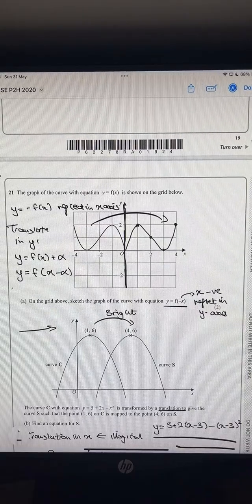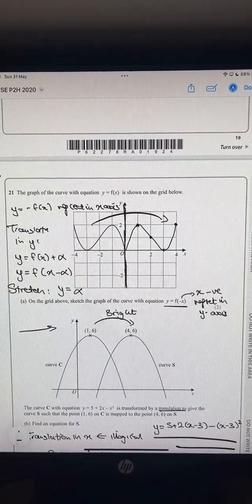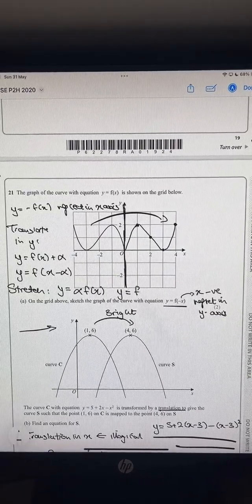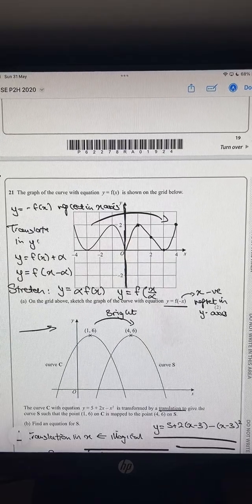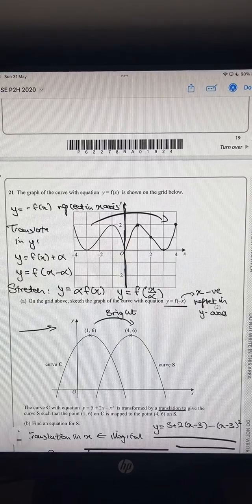Then you've got your stretches. Y equals alpha f of x for the y, and y equals f of x over alpha for the illogical x one, because alpha is weird. So it's a fraction in this case instead of subtract.